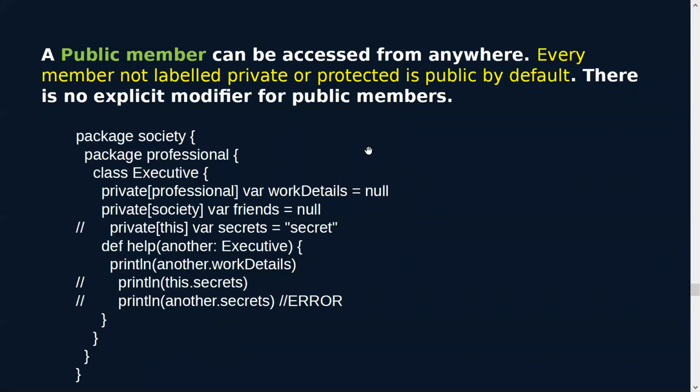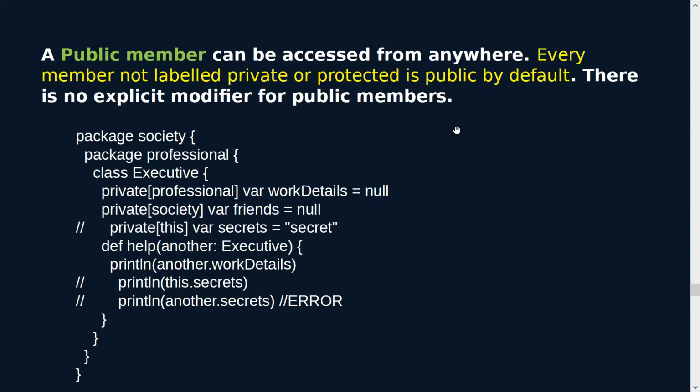So next. Anything that you don't declare as either private or protected is by default public. You don't need to specify the public keyword, unlike in Java. So a public member can be accessed from anywhere. Every member not labeled private or protected is public by default. There is no explicit modifier for public members. And so that's the part on public.